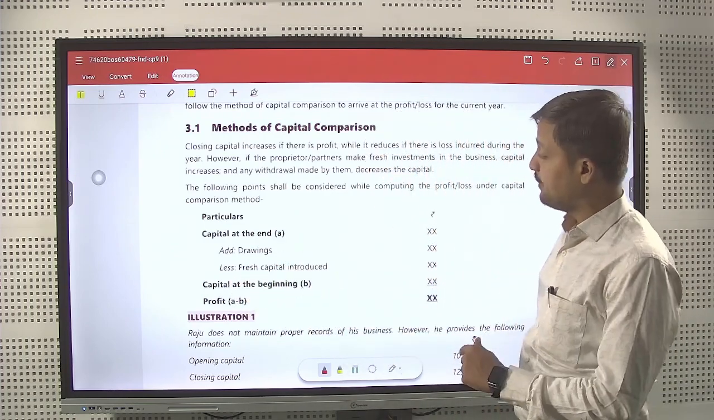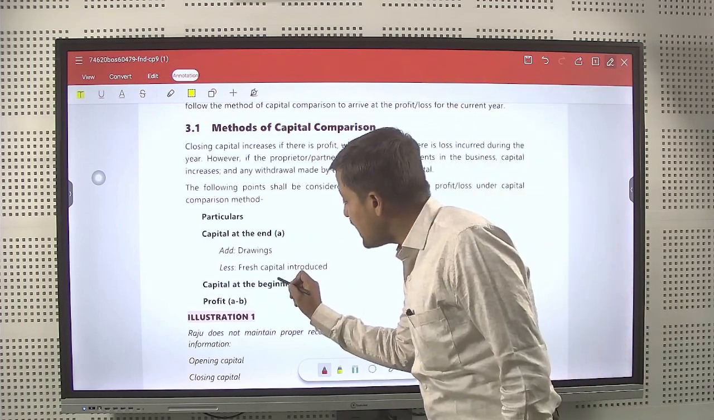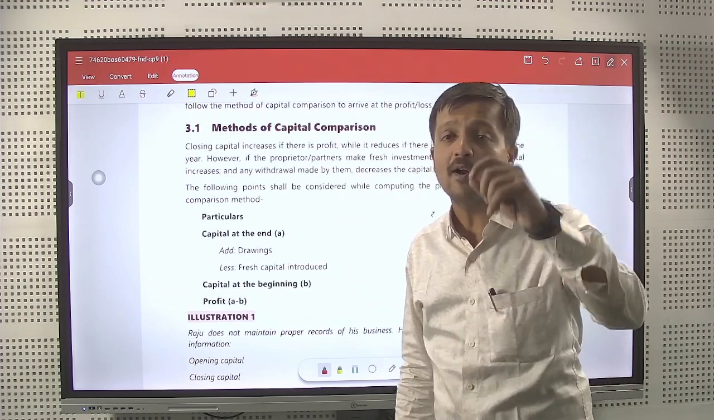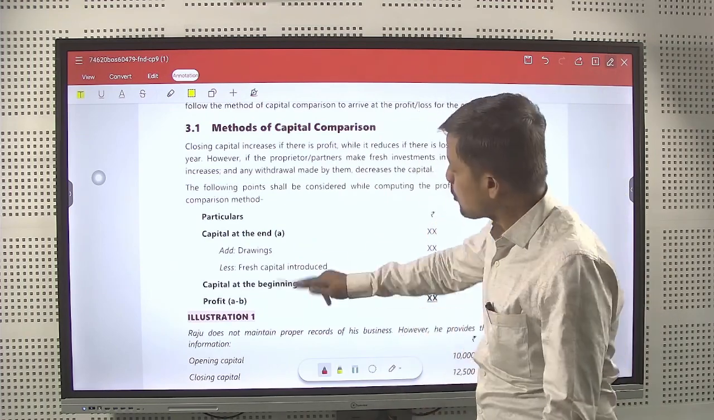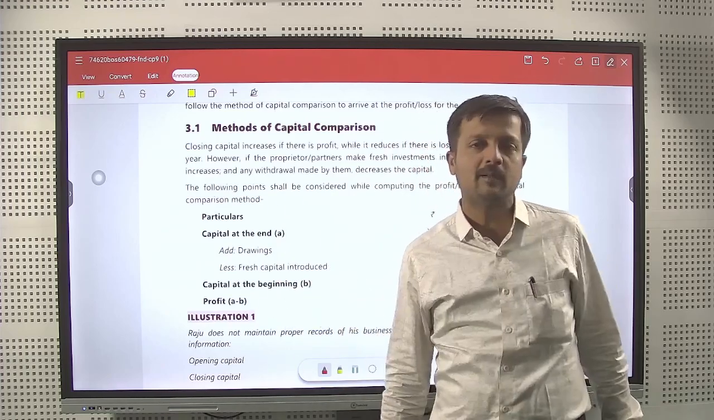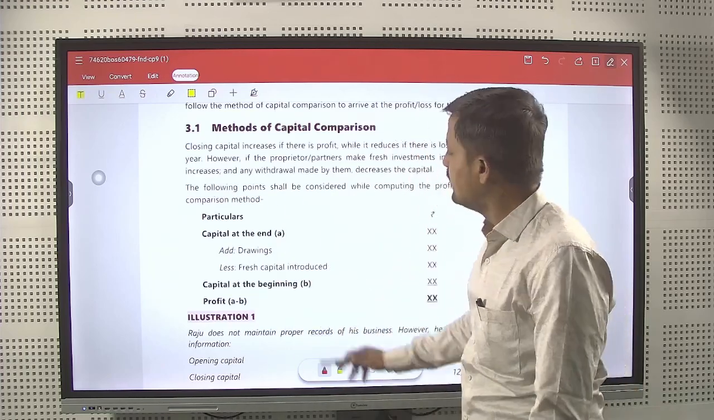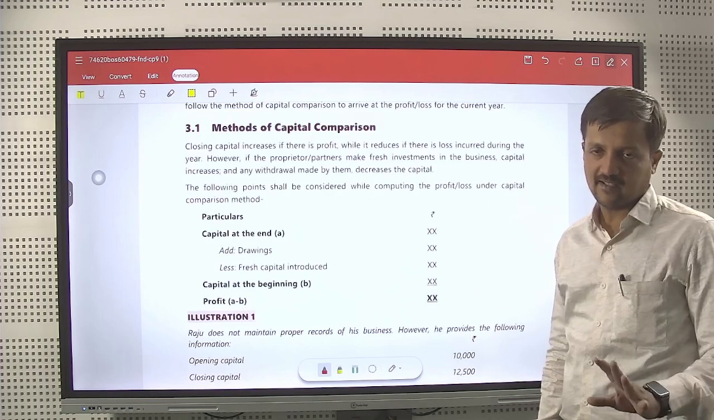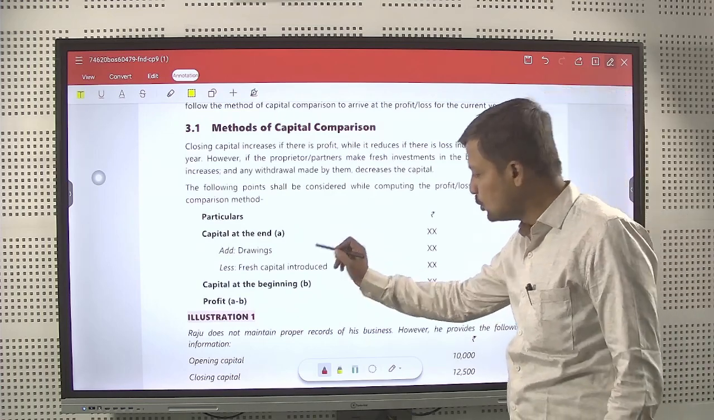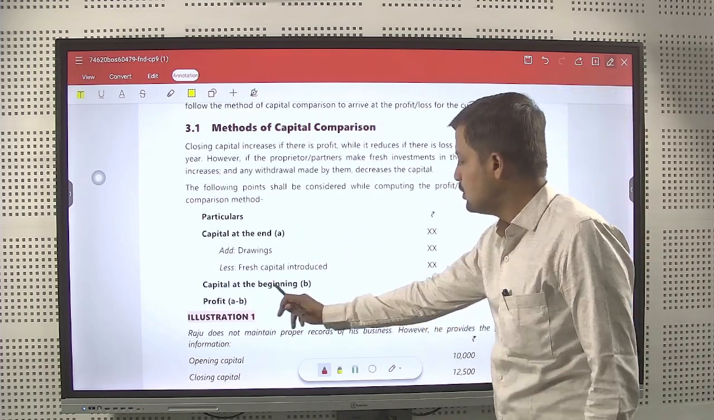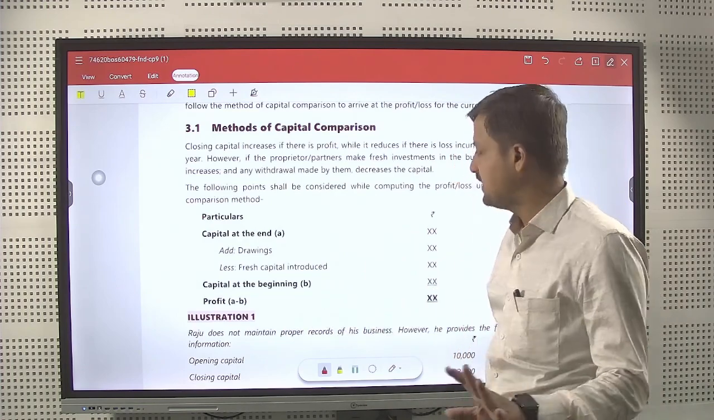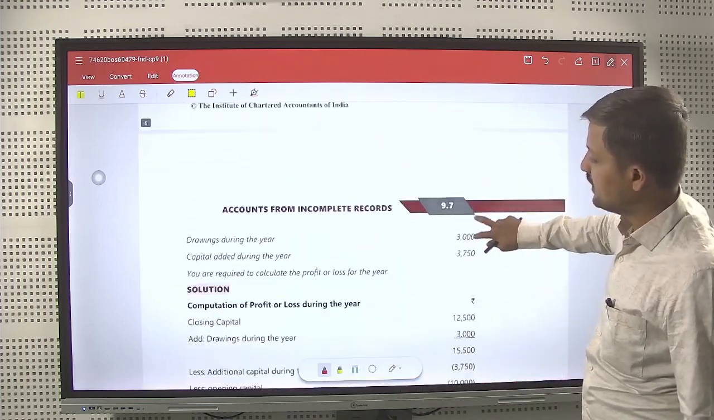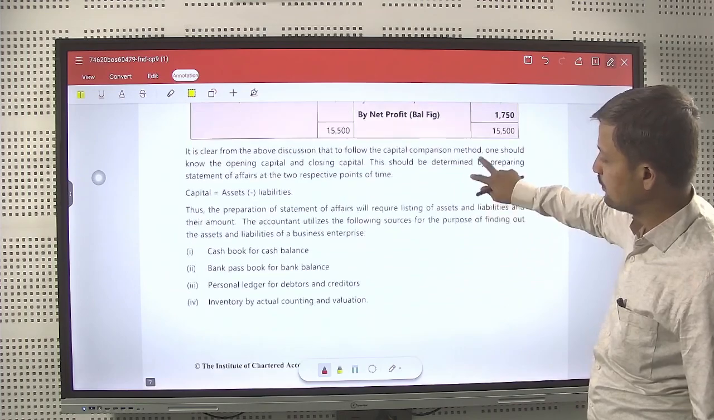If it was opening capital, what would we have done? We would have added additional capital and deducted drawings. But we are starting with the closing capital, so drawings will be added and fresh capital will be deducted. In the same way, interest on drawings will be added and interest on capital will be deducted. Okay, so if you do that, then what you will get? You will get the capital at the beginning. Okay, so this illustration is there. You can refer to this at your home.